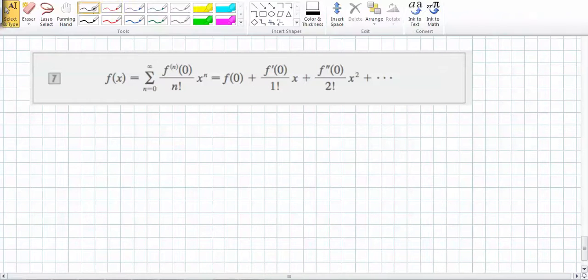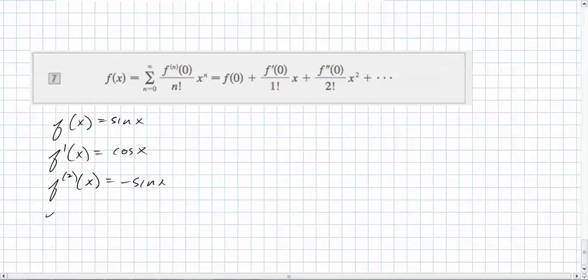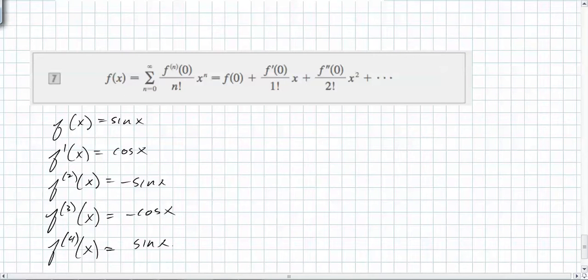So let's say f of x is equal to sine x. What does f prime of x equal? Cosine x. What's f double prime of x equal? Negative sine x. And then f triple prime of x is going to be negative cosine x. And if we go one more, what's the derivative of negative cosine x? It goes back to sine. So it's cyclical for 4 of them, right? We're not going to list an infinite amount of them by hand.